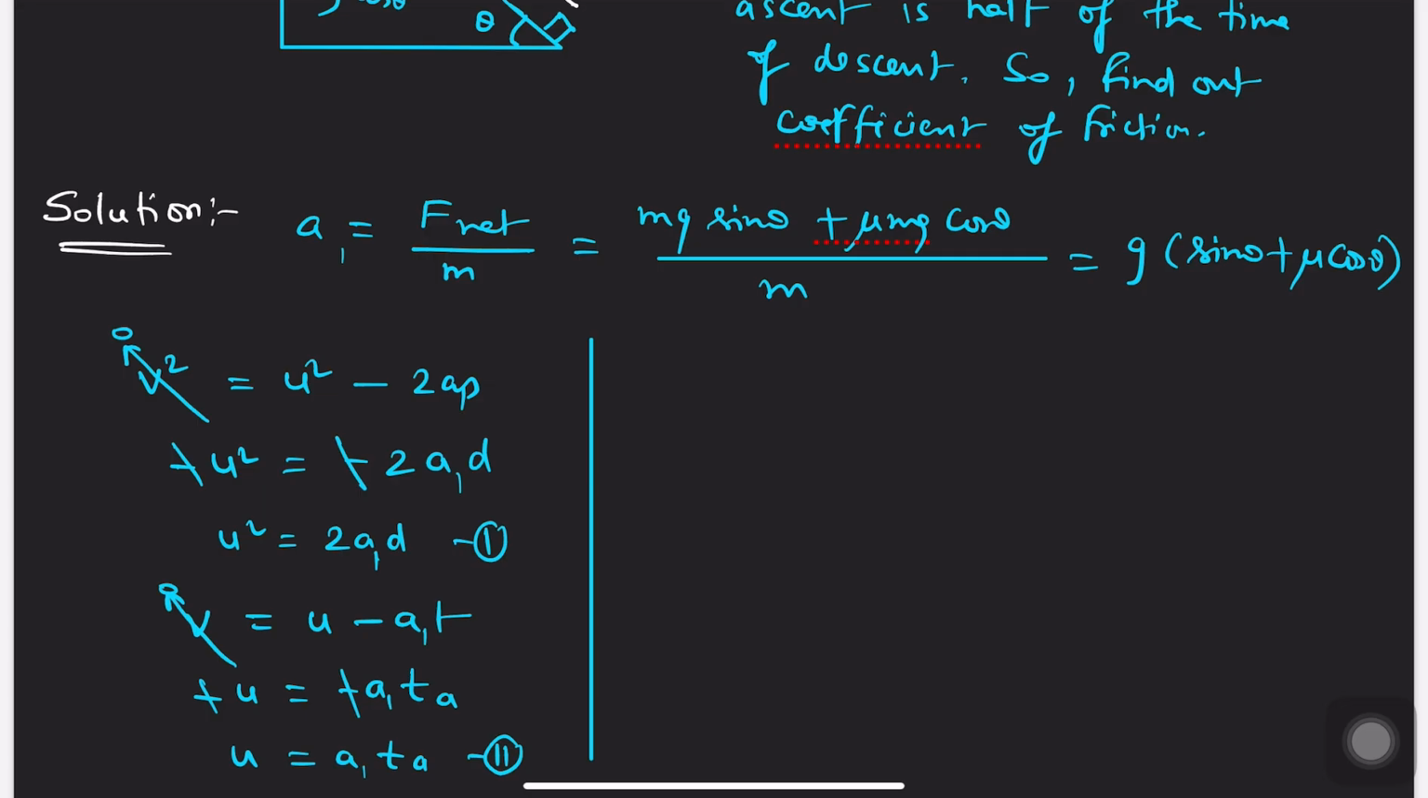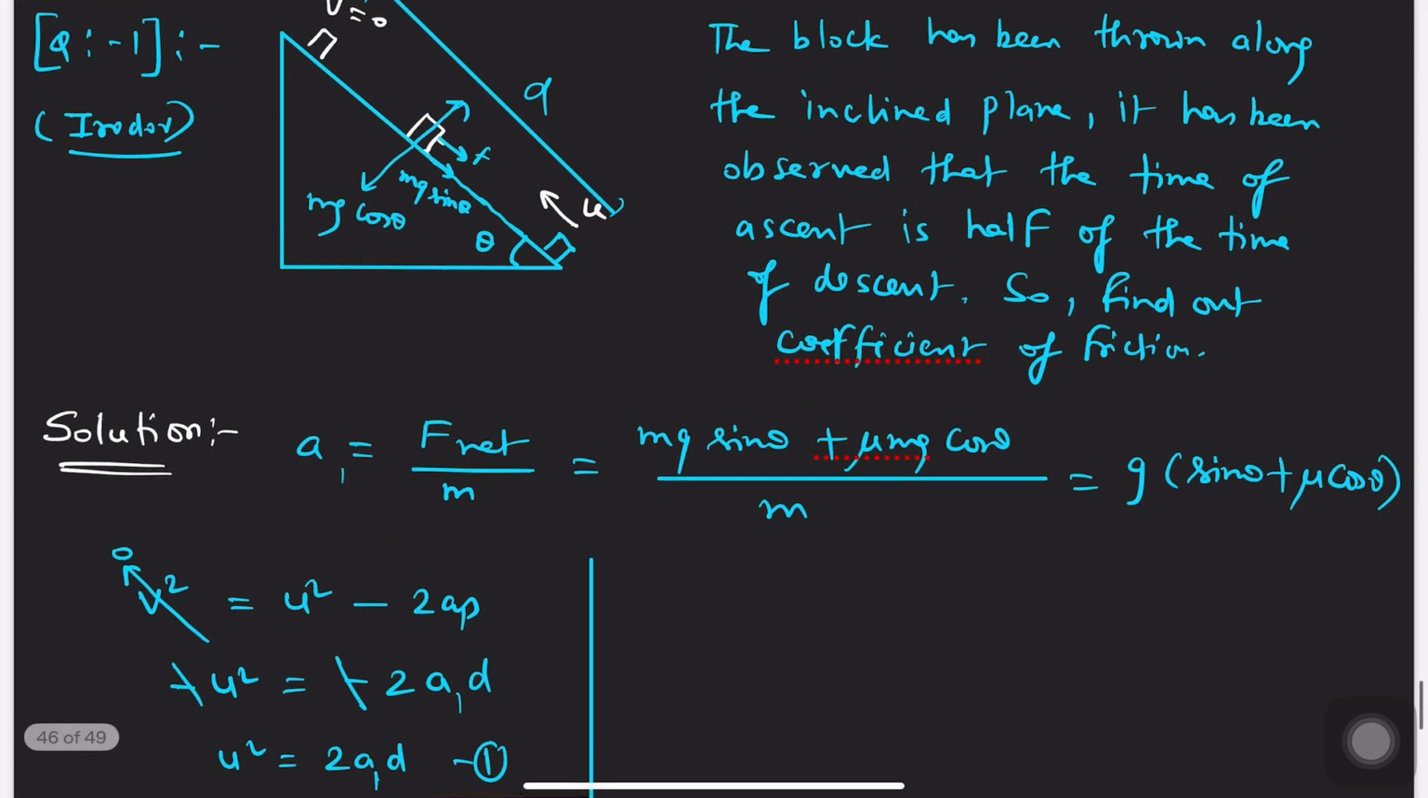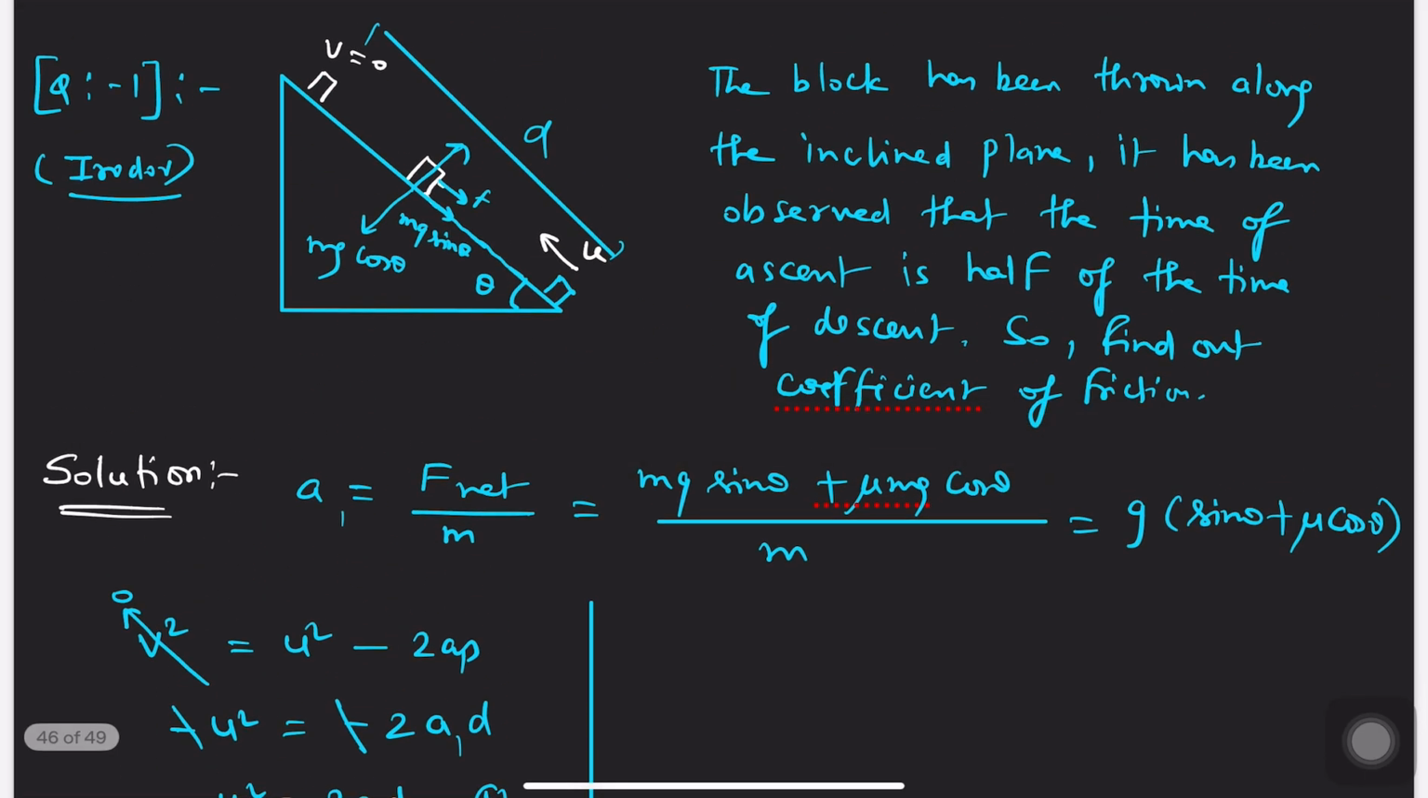Now let's analyze the time of descent also. If you can visualize, when the block is coming down, mg sin theta will still be acting downward, but friction will be acting upward. Are you getting my point or not? So when the body is coming down, mg sin theta will be acting downward, and friction will be acting upward.